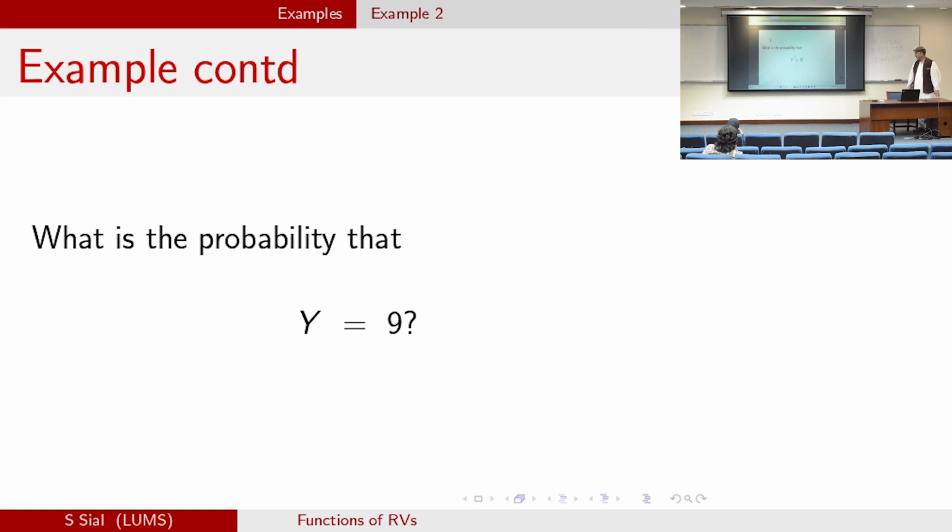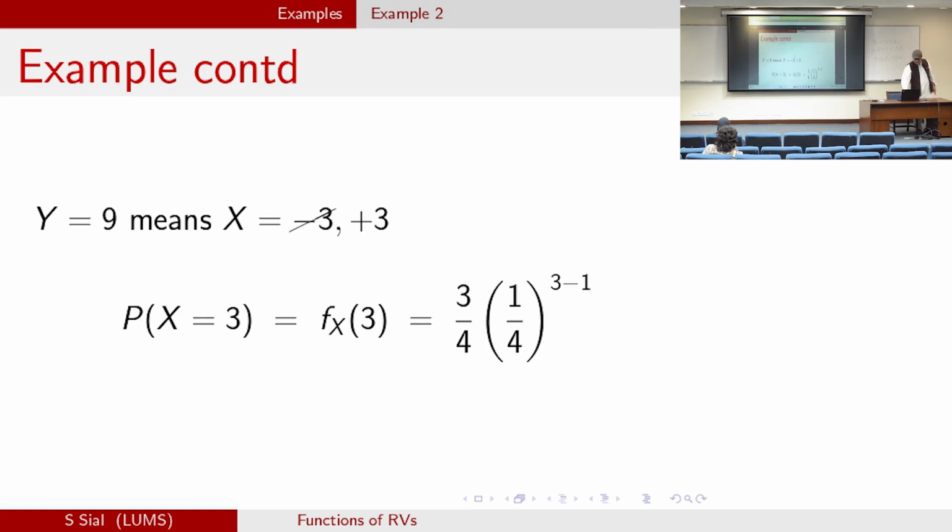What's the probability that y is equal to 9? In order for y to be equal to 9, which is 3 squared, x has to be equal to 3. So whatever the probability of 3 was in that PMF, I've forgotten. 3/4 times 1/4 to the 2. Y equals x squared, so x equals minus 3 or plus 3, but there are no negative numbers in the list of allowed values for x. So that's the probability that x is equal to 3.